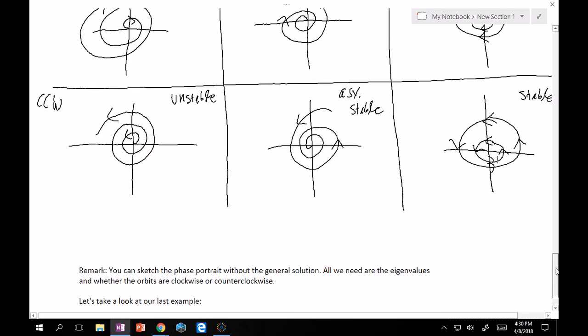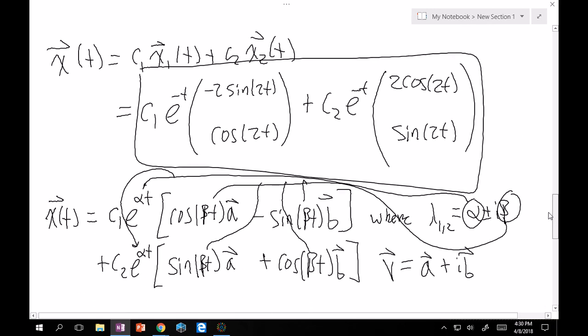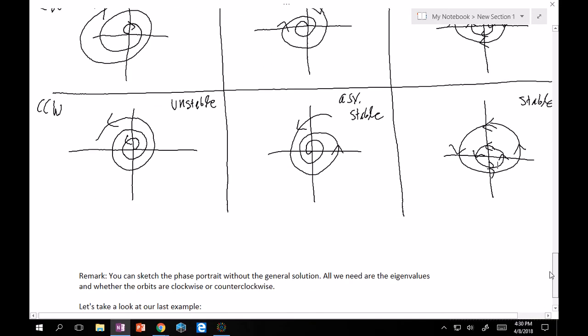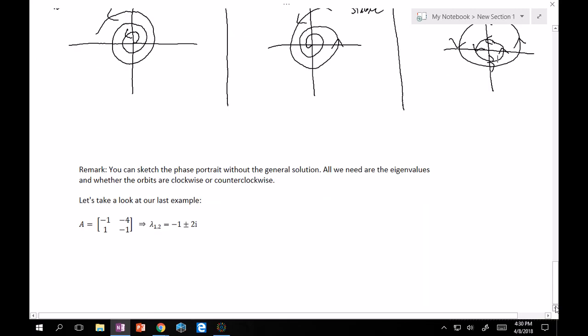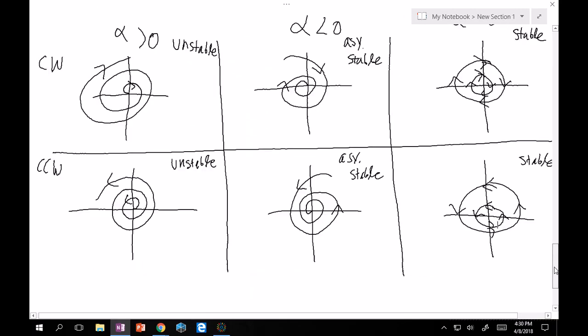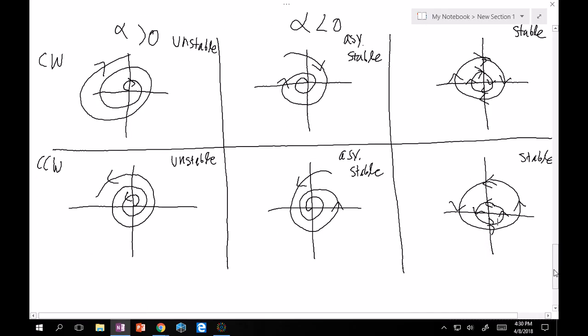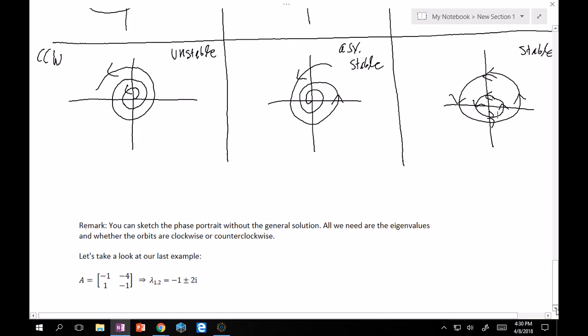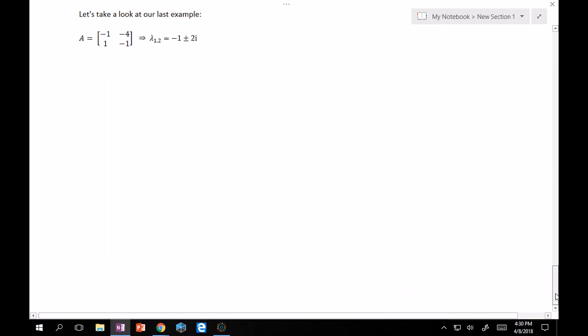Like, from up above, when we got this general solution of c1 e^(-t) (-2 sin 2t, cos 2t) plus c2 e^(-t) (2 cos 2t, sin 2t), that doesn't tell us anything. It doesn't really tell you how to draw any of this. So all we need are the eigenvalues, because once we get the eigenvalues, we can determine which column it's in, and then we just need to know, is it clockwise or counterclockwise, and then we can draw it, right? So let's take a look at our last example.